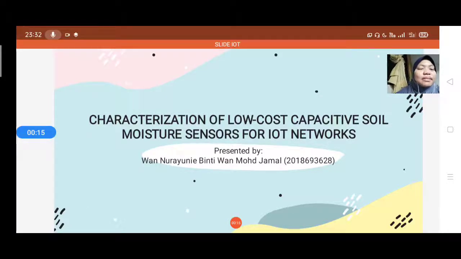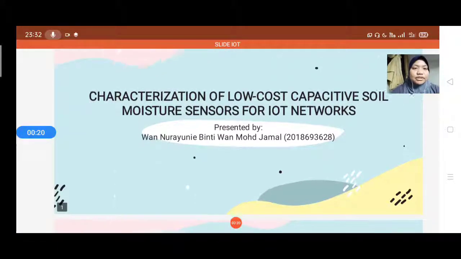Low-cost capacitive soil moisture sensor for IoT network.